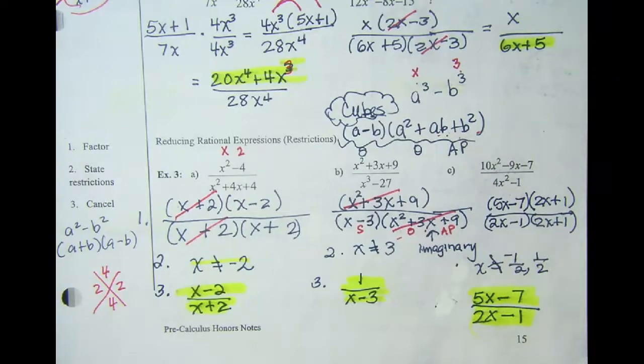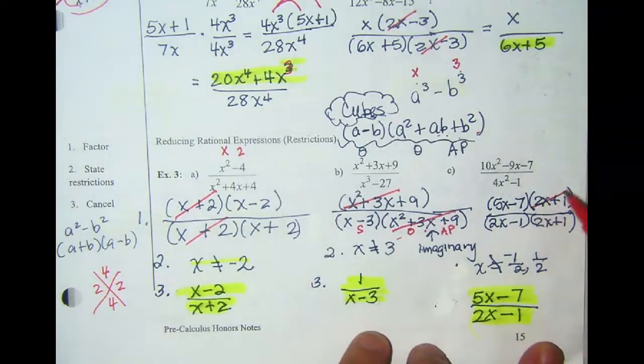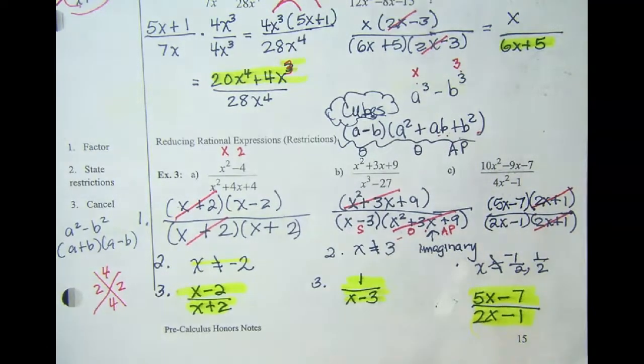After that, then I'm ready to go ahead and cancel. So you can see that this factor and this factor will cancel. And my final answer is 5x subtract 7 over 2x minus 1.